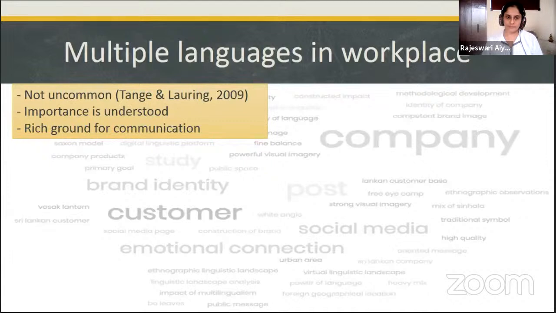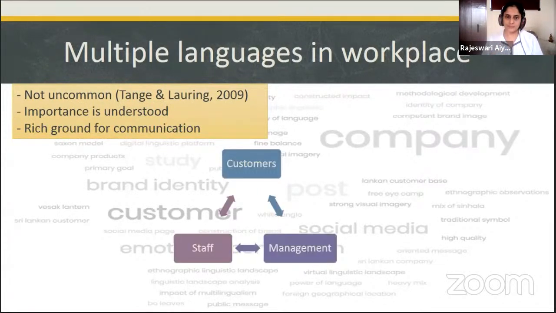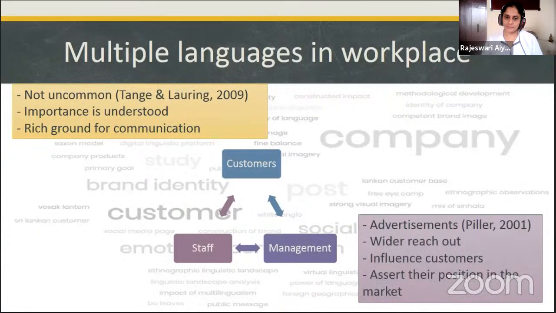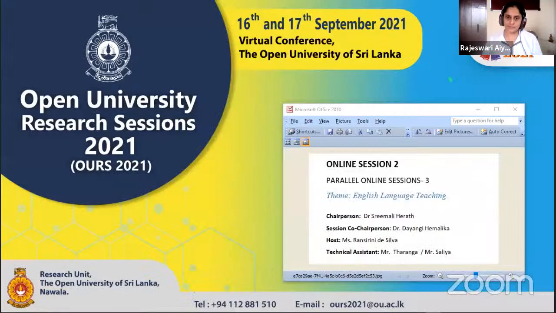In a service-oriented organization like the one which has been focused on in this study, communication can happen with and among three main parties: the customers, staff, and the management. What could be different about the way the management looks at multiple languages is that they might focus on selling their products and use multiple languages as a way to reach out to a wider customer base.